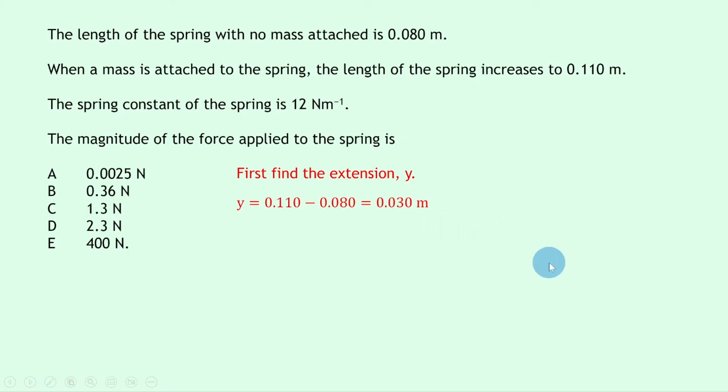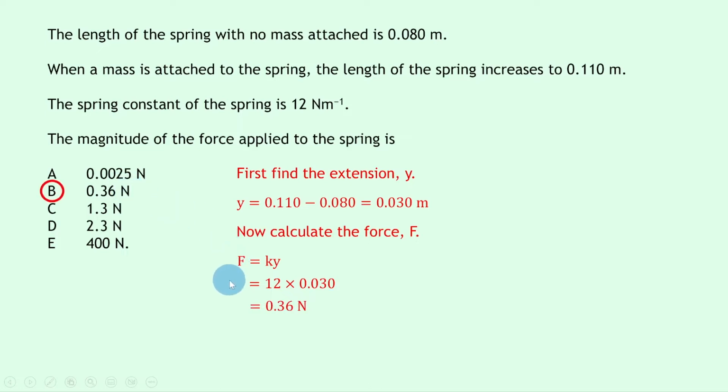And now because we have the extension y and the spring constant k, which is 12, then we can just plug those into the equation F equals ky. So now we can calculate the force F. So we have F equals ky, and we can plug in the numbers to get 12 times 0.030. And if you put that into your calculator, you should get an answer of 0.36 newtons, which gives us the answer B.